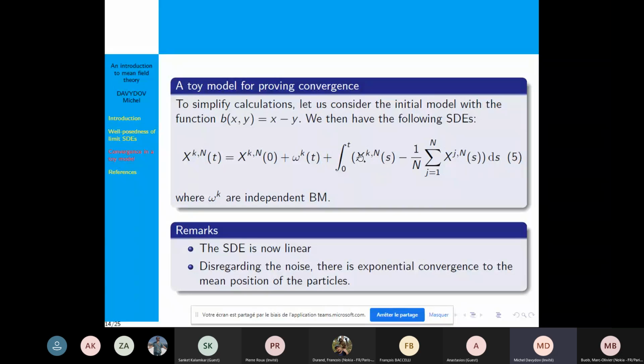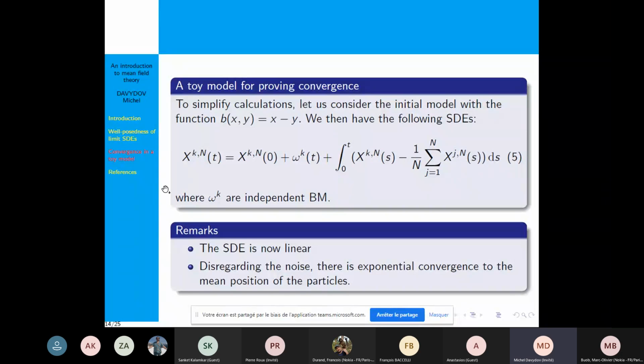In this case, the first term gets out of the empirical sum because it's all the same. So what do your equations represent? You still have the initial conditions, and you still have some random noise. And what you have here is simply a differential equation where you have the difference between the particle itself and the mean position of the particles. If you disregard the noise, all that you have here is an exponential convergence to the mean position of the particles, and you can solve it explicitly. There's an explicit solution, and I'll briefly mention this in the next slide.